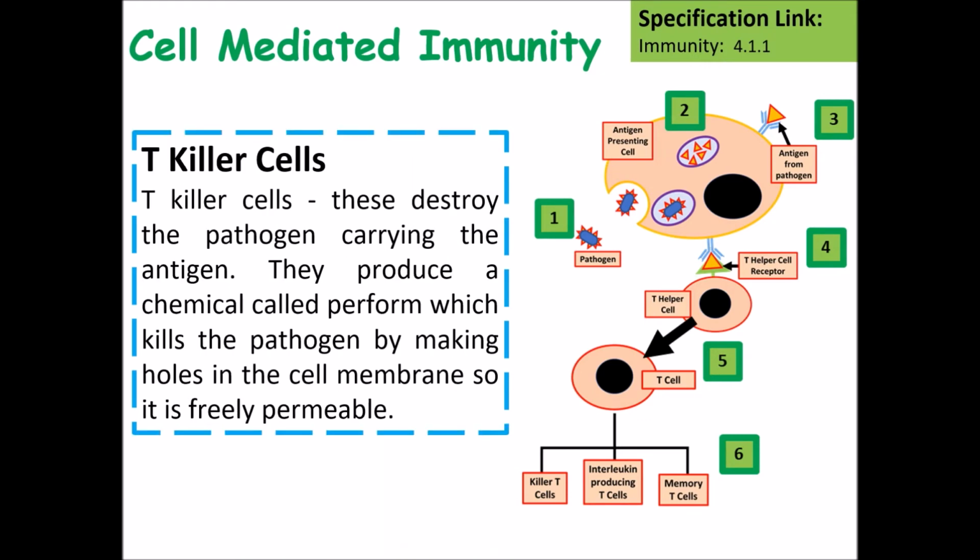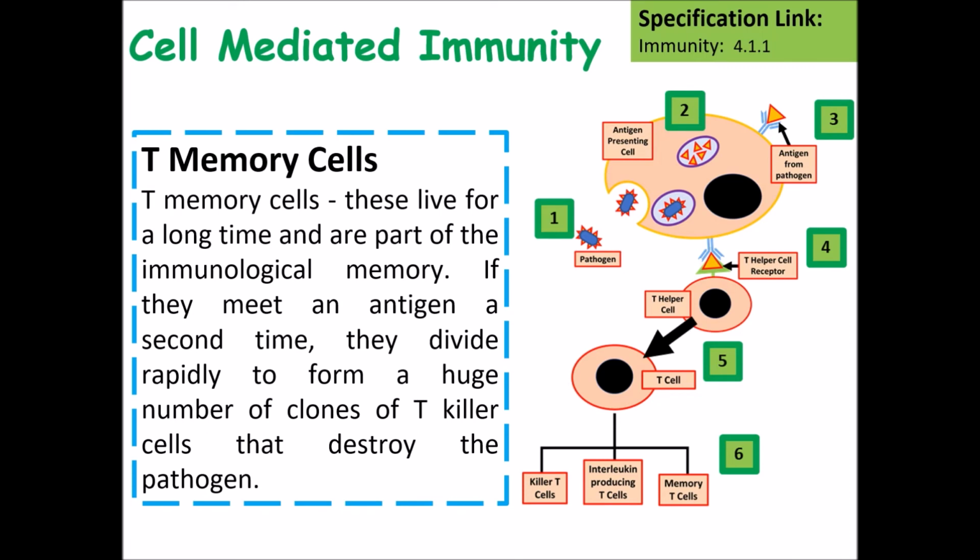They can differentiate into T killer cells. T killer cells destroy the pathogen that has that particular antigen. They will inject a chemical called perforin, which will make holes in the membrane of the pathogen, causing the insides to leak out, which kills the pathogen.